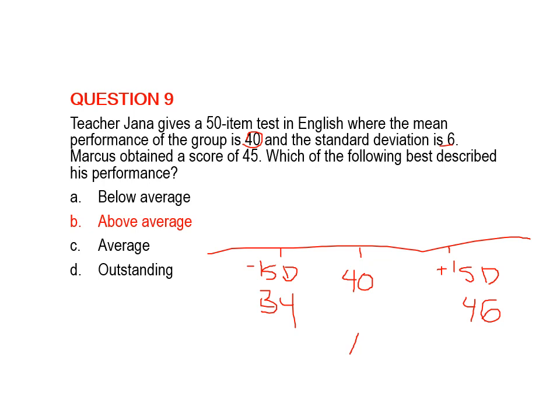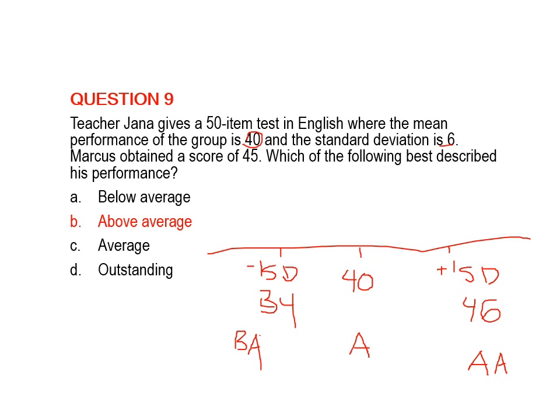So this 40 is average, because that is the mean. Here is your BA, below average. On the other side, this is the AA or above average. That is how you attack this question, mga kapitek. So, AA. Going back to the question, the mean is 40, the standard deviation is 6, and Marcos's score is 45. How will you describe Marcos's performance?